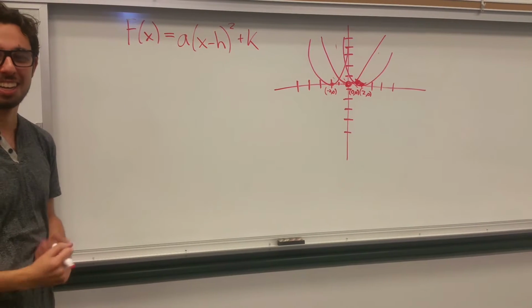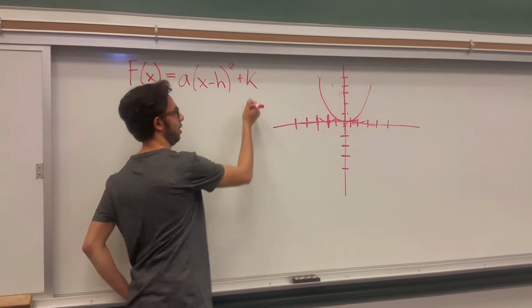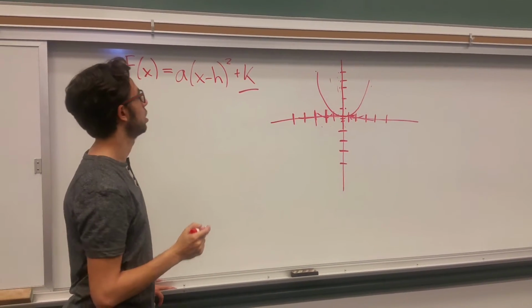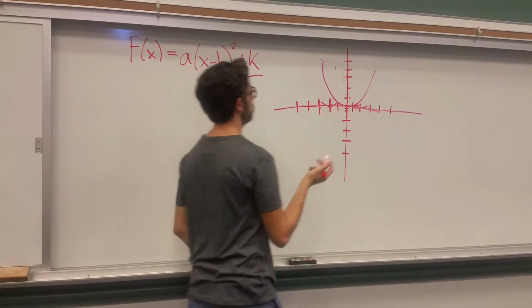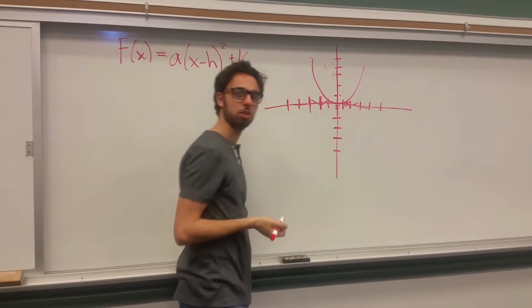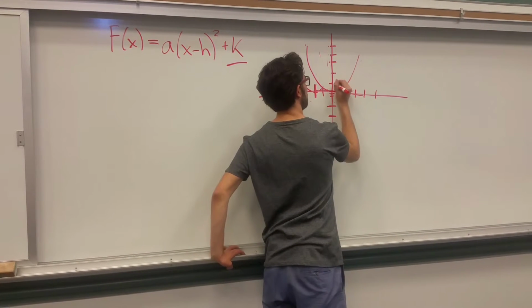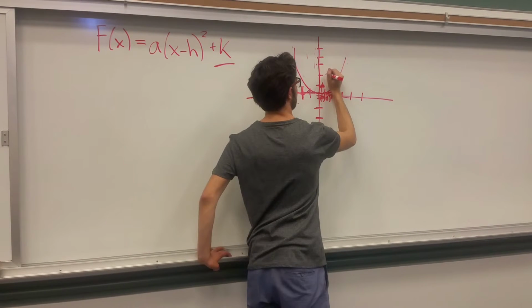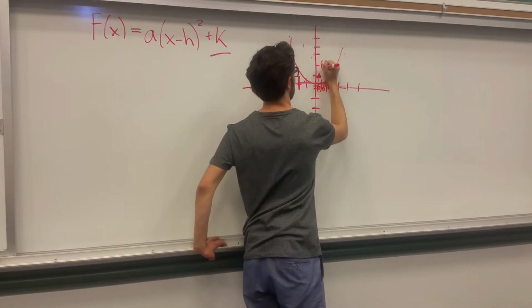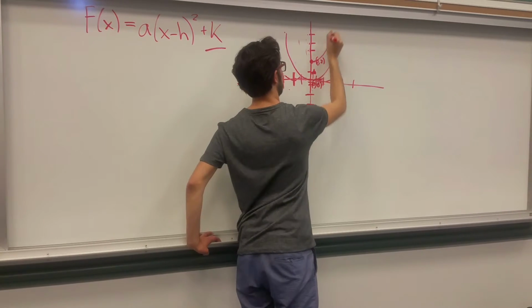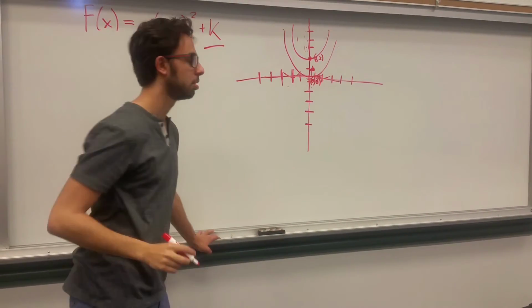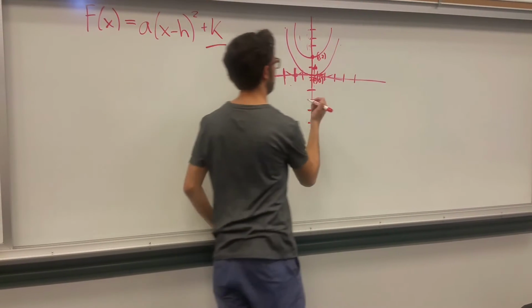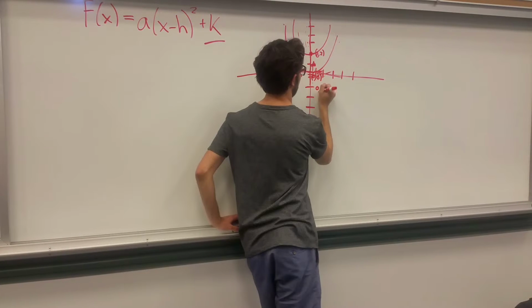Now finally, k. The last variable, k, determines whether the parabola shifts up or down. So when k is positive, we shift the parabola up. So let's say k equals 2. We're going to move it 2 spots up from (0, 0) to (0, 2). The new parabola's vertex is on (0, 2), and we move it up. If k were negative, then we would move it down 2, and it would become (0, -2).